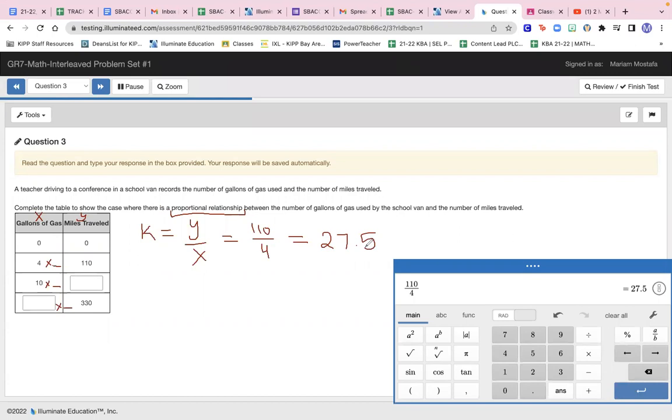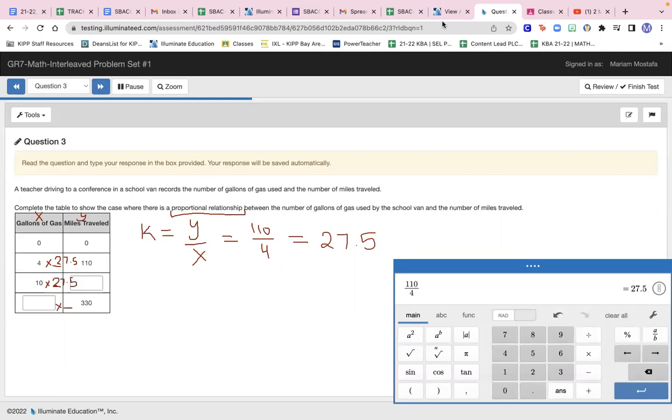All right. Now, this means that 4 times 27.5 gives me 110. And if I want to make this table proportional, everything has to be multiplied by 27.5, all of my x values. So I'm going to multiply 10 by 27.5. Oh, I don't have room.